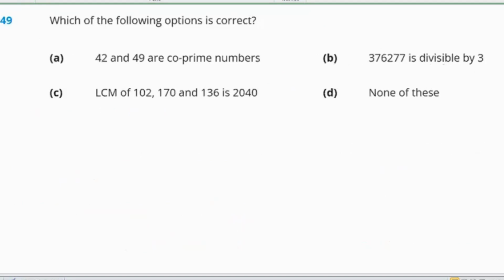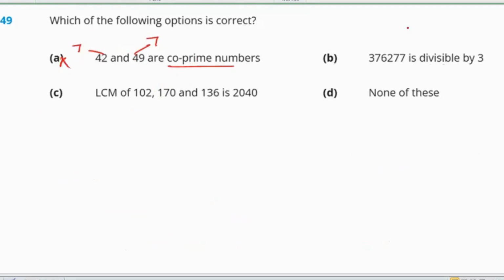Now question number 49. Question number 49 is saying which of the following options is correct. 42 and 49 are co-prime, which means the common factor between them has to be 1. But no, 42 is divisible by 7 and 49 is also divisible by 7. So they are not co-prime numbers. So that is false.